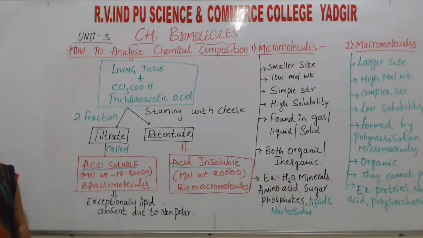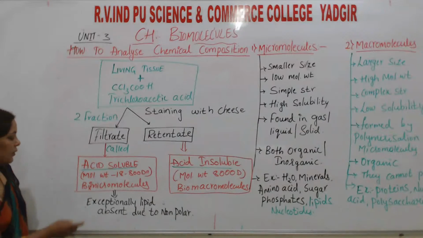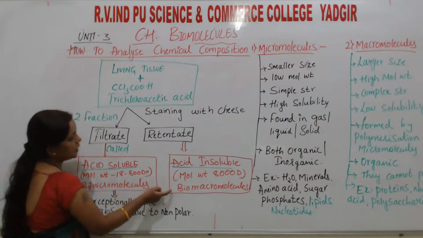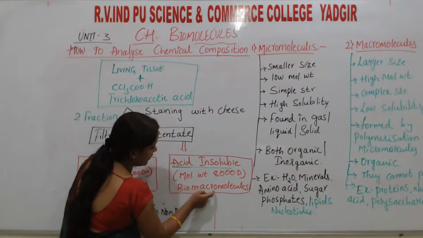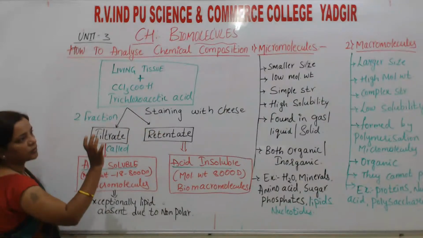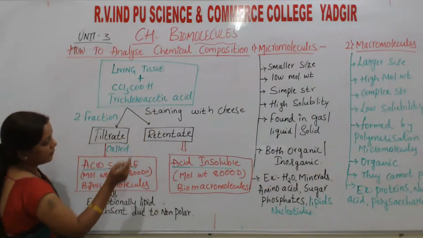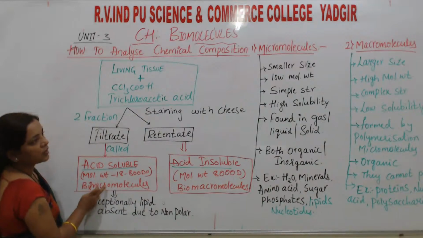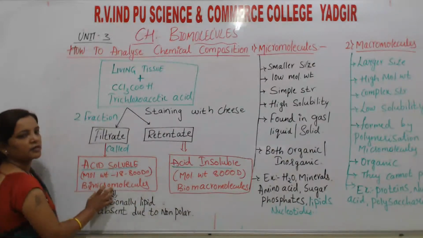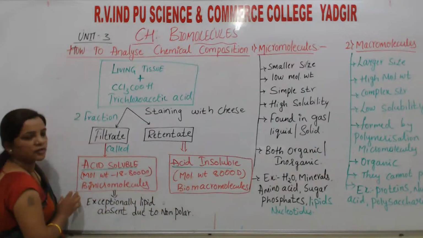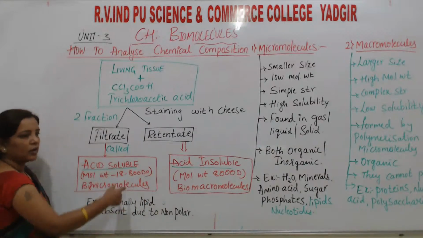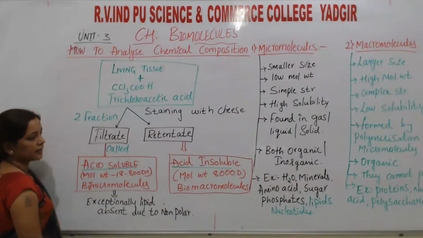And these are called biomicromolecules, and these are called biomacromolecules. We have already studied micromolecules and macromolecules. What are the micromolecules? These are small, these are large; these are low molecular weight, these are high molecular weight; simple structure, complex structure; these are soluble, these are insoluble. All those characters we have already displayed there.